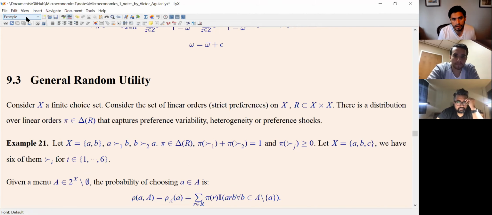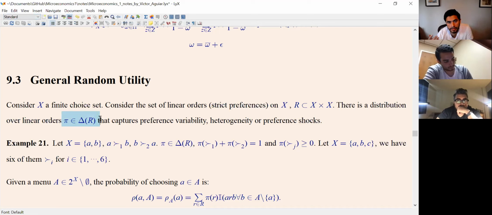Got it? So it's an element in the simplex here. Again, the formula in general is n factorial. You can see easily that as this set grows, the more possible rankings I have. And then my random utility is basically a probability over these rankings.